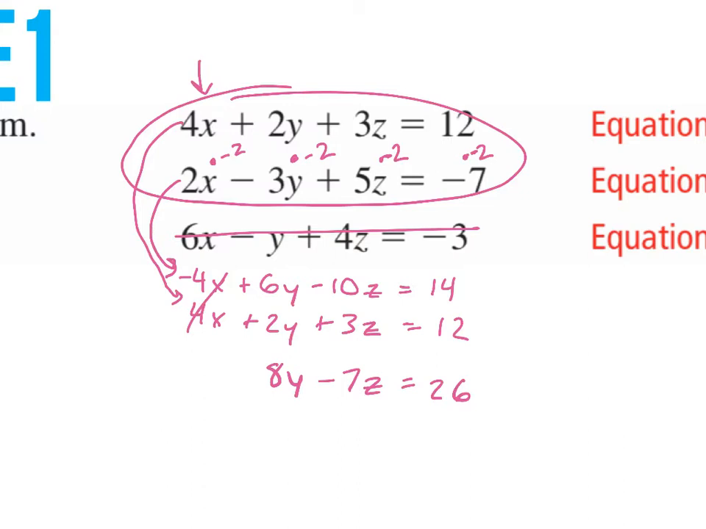So now that we have an equation with just 2 variables, we need to do the same thing and get another equation with just 2 variables. So we could either look at the first and the third, or the second and the third. Let's just take these 2.